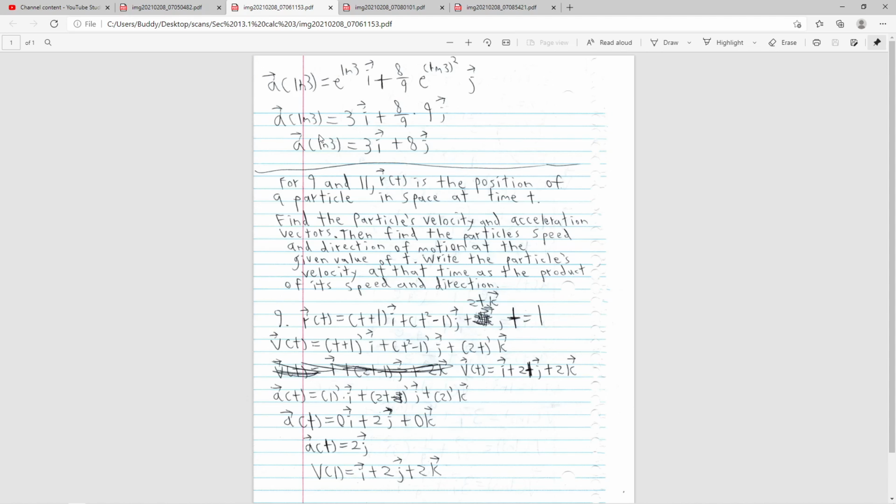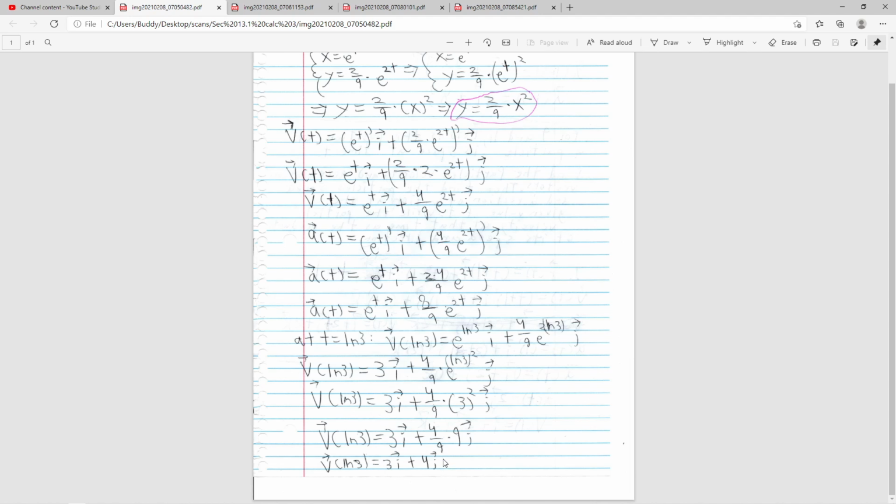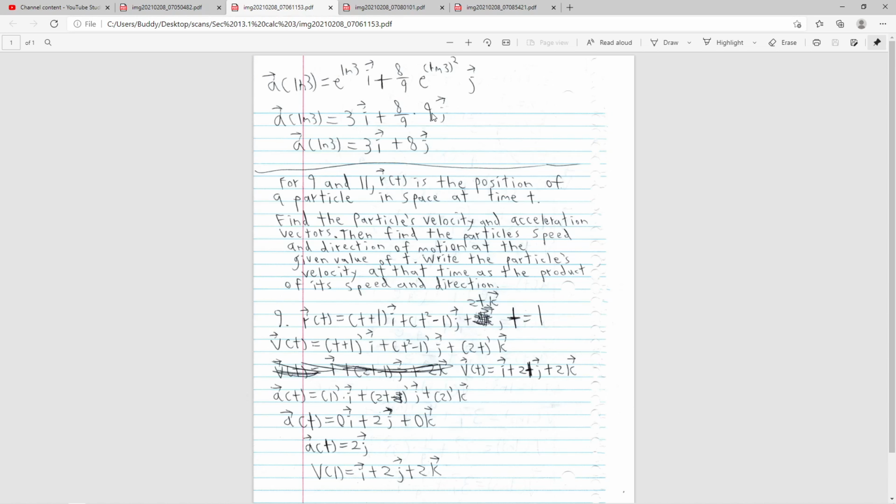To finalize this, you have acceleration. Acceleration at ln 3 is 3i again, because of course they have e^t as a term. And then 8j, because 4/9 times 9 versus 8/9 times 9, since e^(ln 3) squared will be the same thing. Yeah, you just have to know your basic properties of exponentials and logarithms, just basic stuff like that.